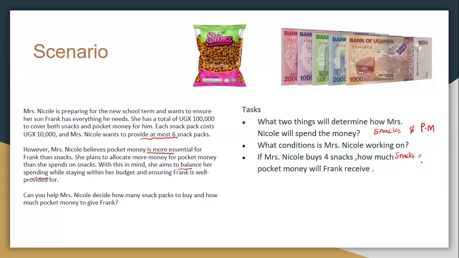How much is she going to spend on snacks? Well, she has a total of 100,000 and she needs to spend both of it. It has to cover both the snacks and pocket money. So probably, are we forming inequalities? Not really. I want us to first tell us that if she's to buy 4 snacks, how much is she going to spend on snacks?